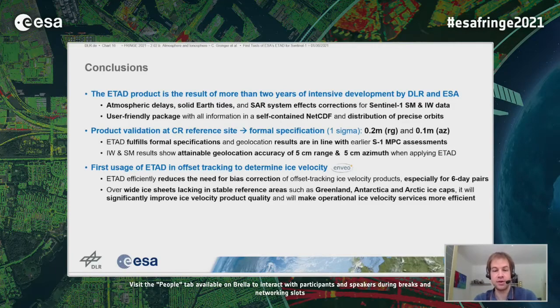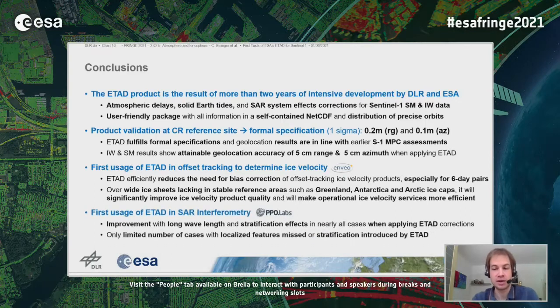the feature tracking application, and they are now quite convinced that this will help especially on the large ice sheet areas like Greenland or Antarctica, where we have no other way to get stable reference data or stable topography to do a correction, so that we can do this with this product now more efficiently. And the PPO Labs, they're also quite happy with the first results here.